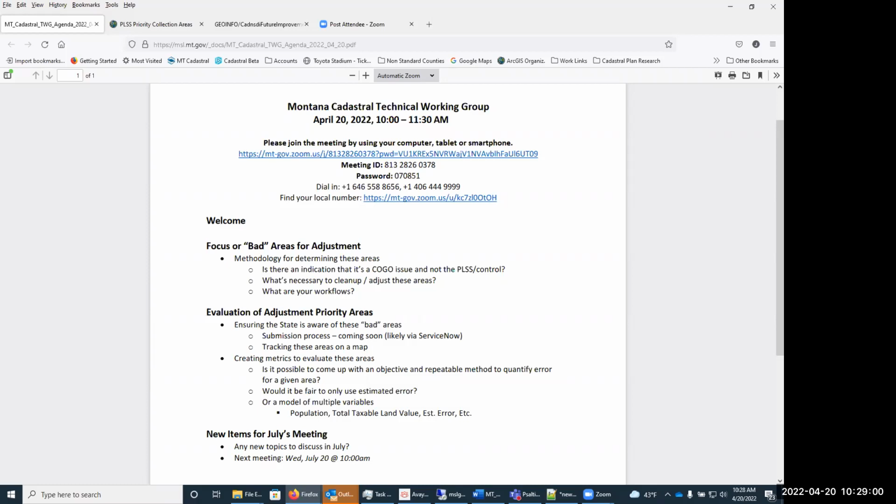But that'll never be solved unless we can get the whole state on a low distortion projection system, which is just mathematically impossible. But you know what I mean? The adjustments that cartographers have to make for the tax parcel map will be a lot less of an arduous process if we report our coordinates for boundary corners.